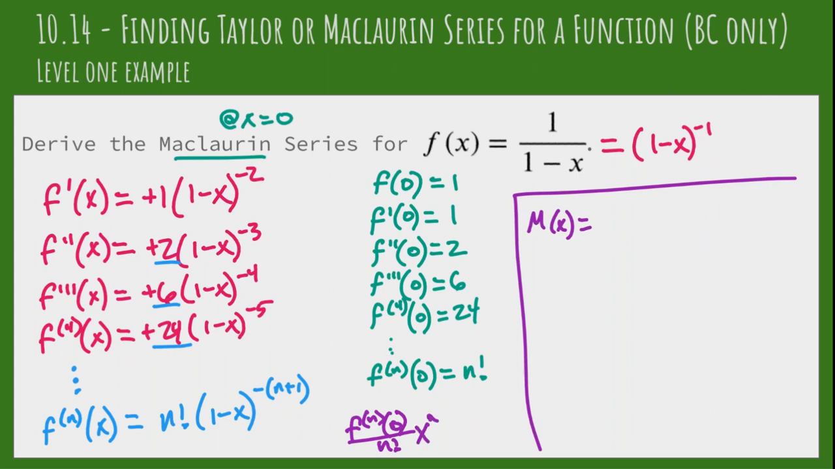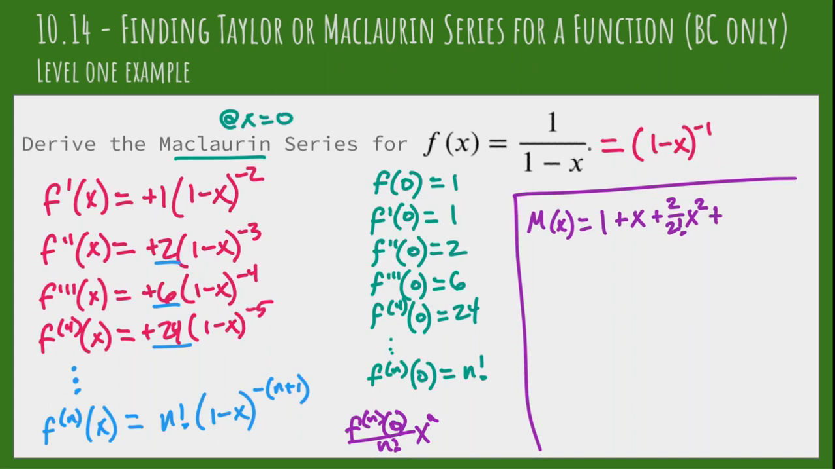So for the 0th term, we're going to have just the function evaluated at 0, which is 1. Then the first degree term, when n is 1, we're going to have 1 times x to the first power divided by 1 factorial. For the next one, we're going to have the second derivative, so 2, divided by 2 factorial times x to the second power.